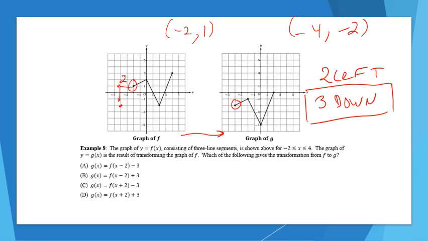So that 3 down, let's take care of that first. Out of our transformations, it should be minus 3. So you can eliminate b, and you can eliminate d. And now the 2 left, it should be x, not minus 2, but x plus 2. So c should be our correct answer, and you can eliminate a. So that is our answer for example number 8.